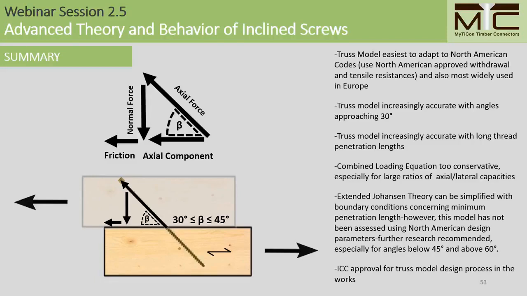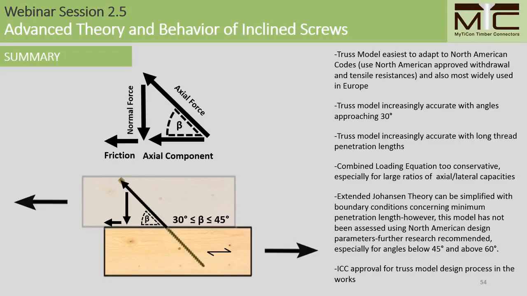We also looked at the second-order combined loading equation and found it to be safe, but also too conservative for connections with fully threaded inclined screws. Finally, we looked at the extended Johansson theory. I gave some hints as to how I think this model can be simplified for practical design purposes. But until this model is assessed using North American design parameters, it should not be considered for use in North America. Still, this model seems to confirm what I said earlier about the accuracy of the Truss model, which is that when we are designing high-capacity connections, the Truss model tends to give very good agreement with reality.